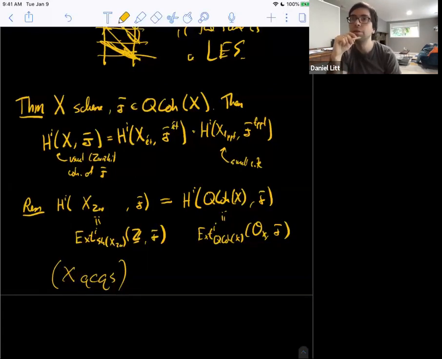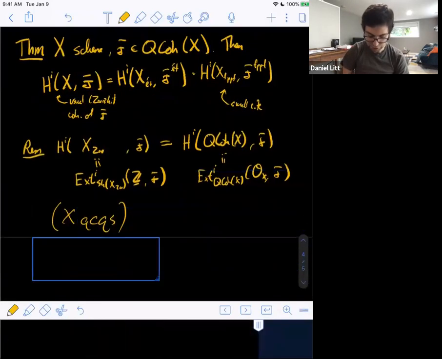Are there other questions? So the small fppf site means that the objects are flat and finitely presented X-schemes. That's right. And then covers are covers. Yeah. Great. Are there other questions before we start again? All right, let's start again then.